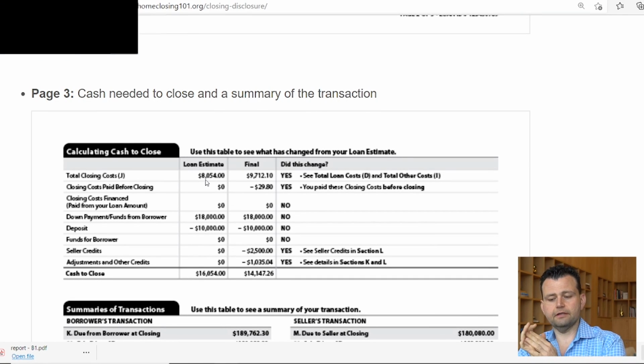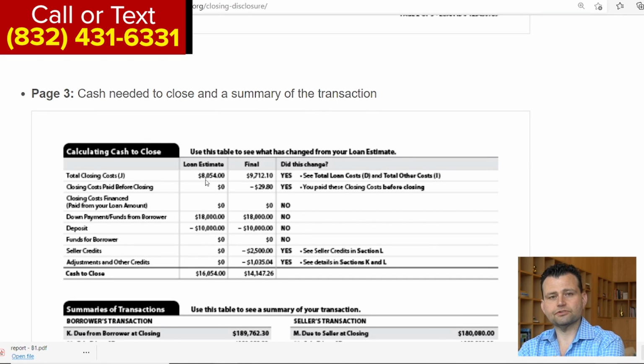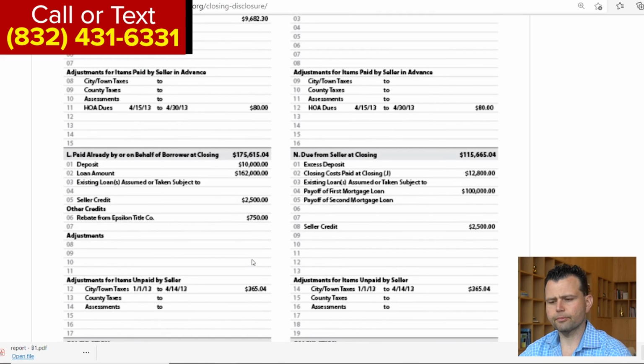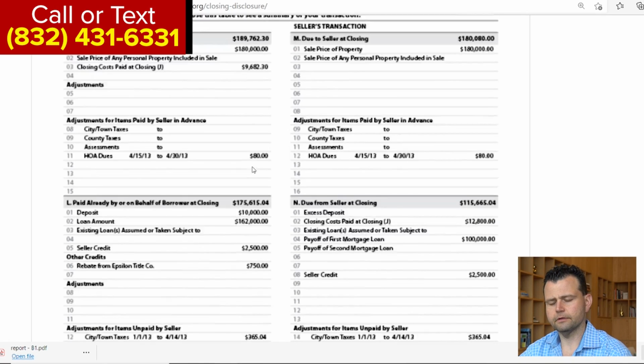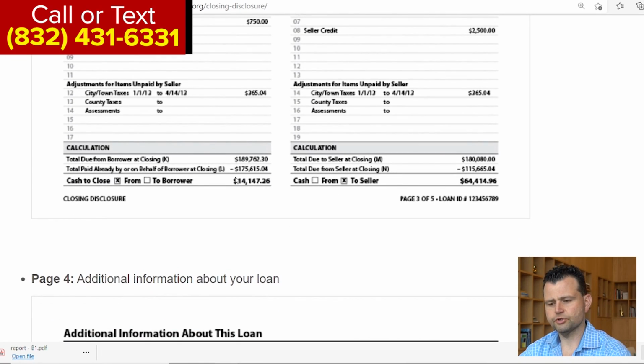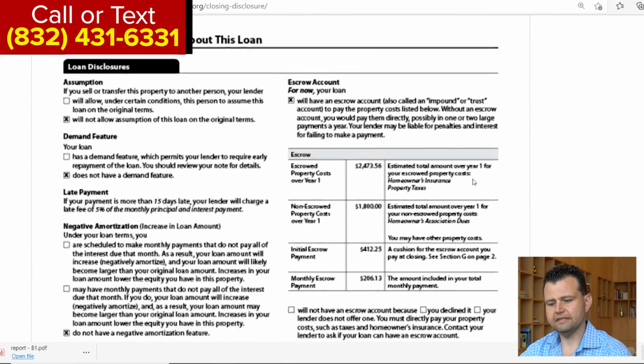It shows here that in the beginning, in the estimate, your cash to close was $16,054, and then it went down to $14,147. So it shows you at the beginning what you were disclosed and at the end what your final terms were. Very, very important stuff here, guys. It has all the breakdown of your escrow account, how much you have to bring to closing, and how much the seller's getting. Really key things here.